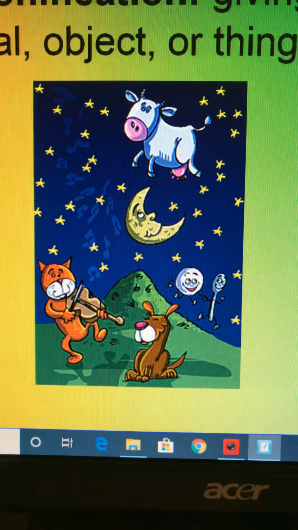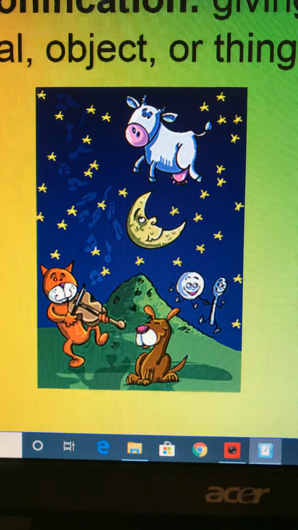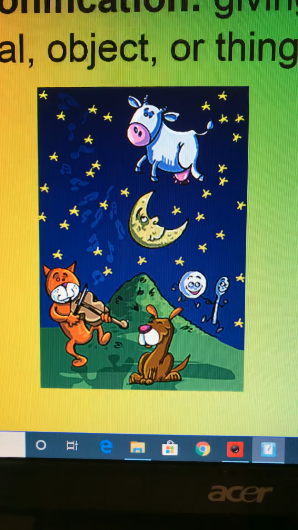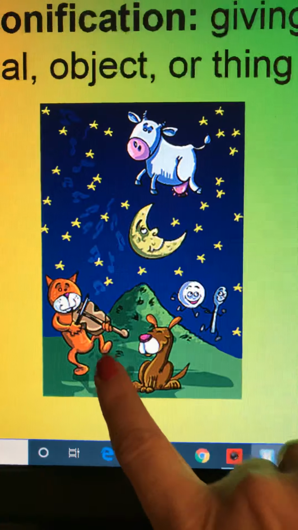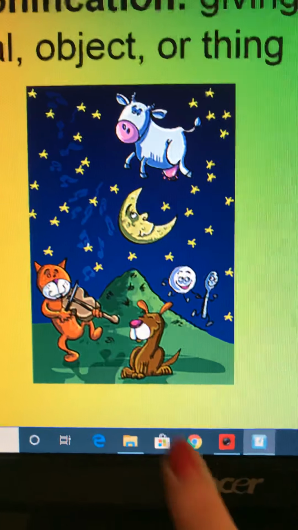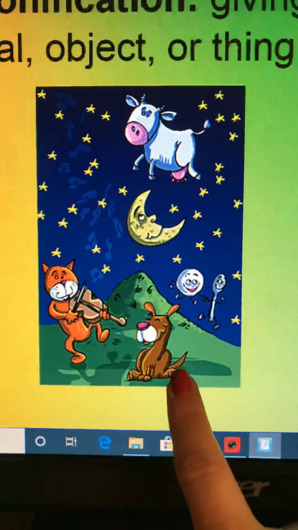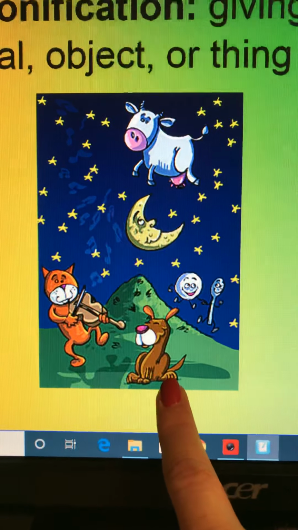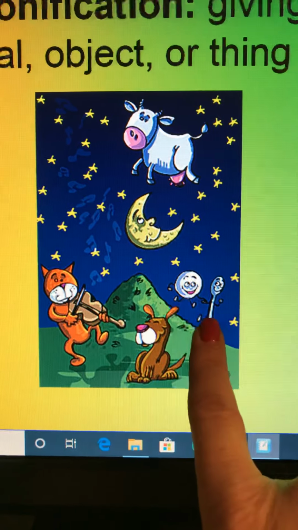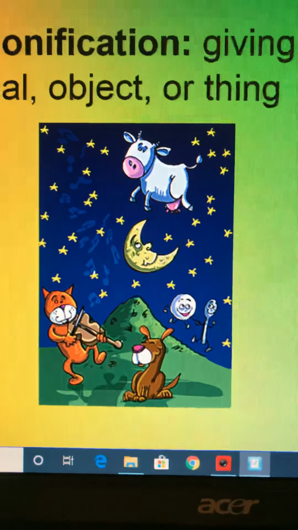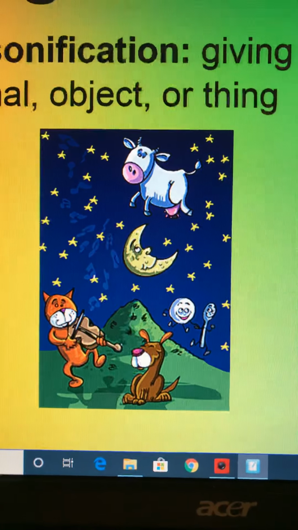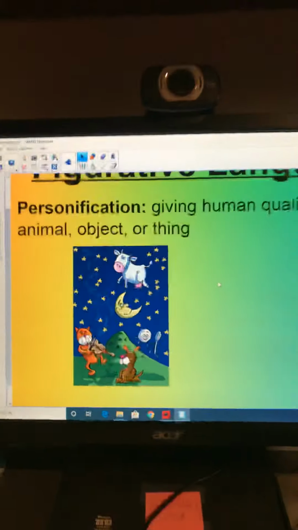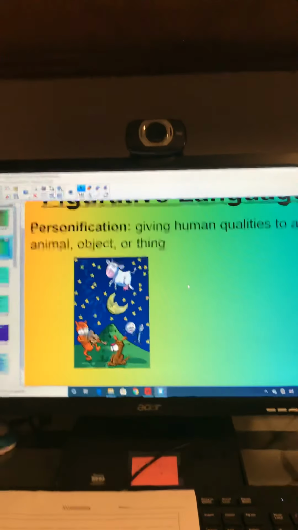Although humans can't jump over the moon either, we can jump. So it would be giving that human-like qualities to the cow. Hey diddle diddle, the cat and the fiddle, the cow jumped over the moon. The little dog laughed, so that would be giving a dog human-like qualities, to see such a sport, and the dish ran away with a spoon. So we're giving the dish and the spoon the ability to run, which is a human quality. So that would be an example of personification.